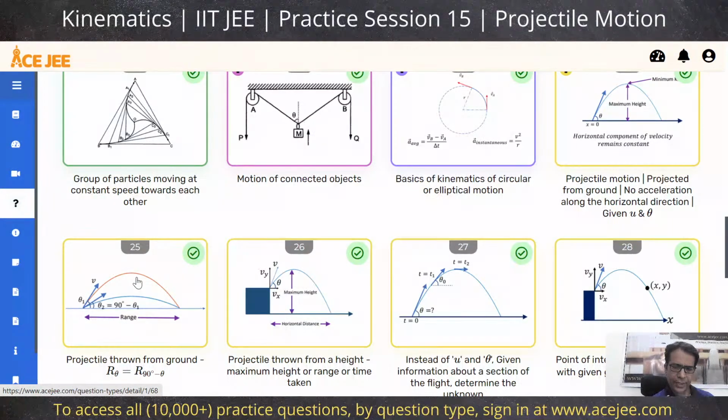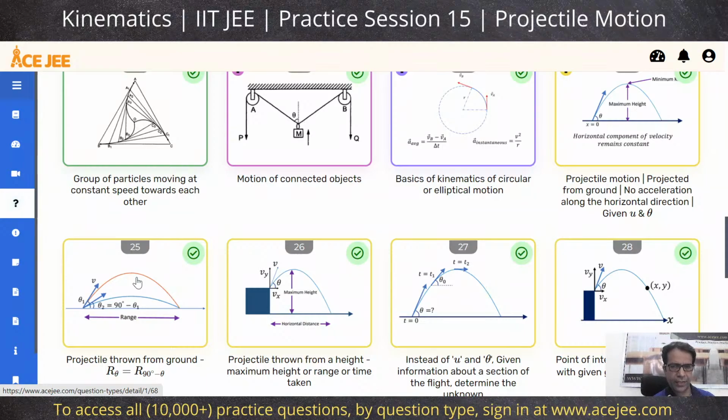Then we also discussed some things that we will look at in number 27. We figured out how to find the angle the velocity vector makes with the horizontal at any point in time. How did we figure that out? We said tan of that angle, tan theta, is Vy by Vx.